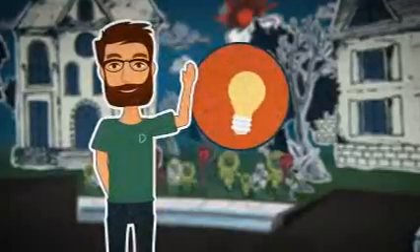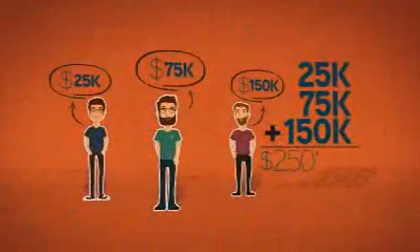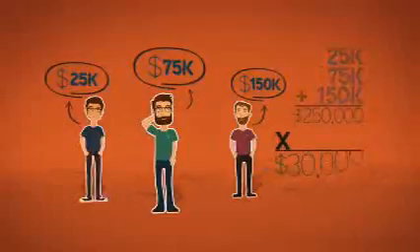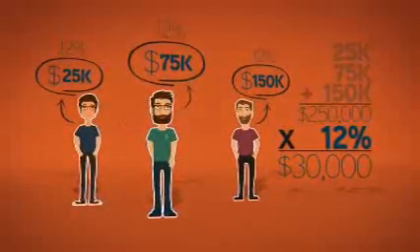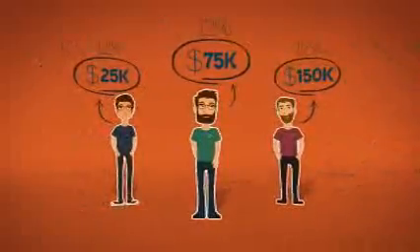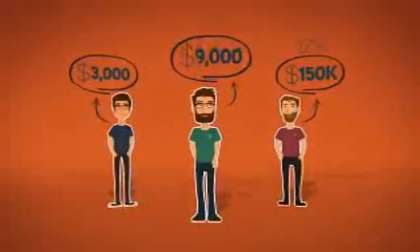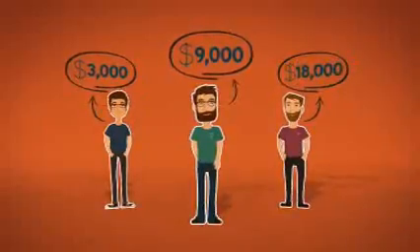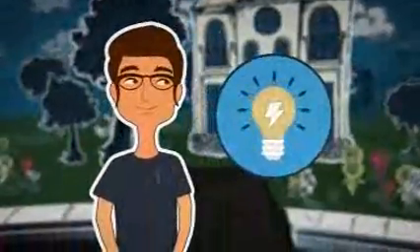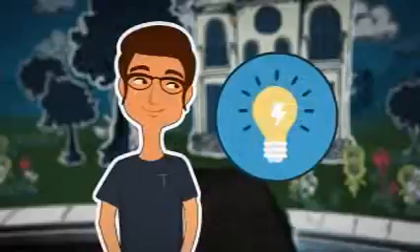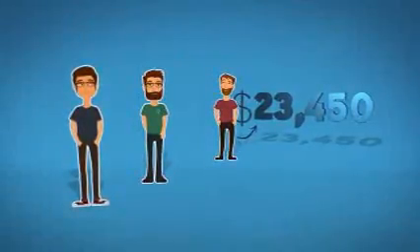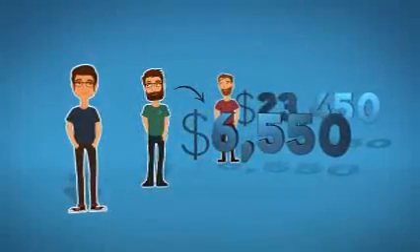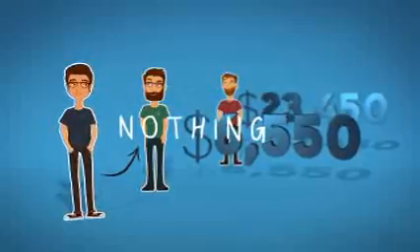"I've got an idea," Dick said. "Our combined income is $250,000, and $30,000 is 12% of that amount. Why don't we each pay that percentage of our income? Under that formula, Tom would pay $3,000, I would pay $9,000, and Harry would pay $18,000." "I have a much better idea," said Tom, "and one that's fairer than what you're proposing." Dick and Harry turned to Tom. "Harry should pay $23,450. Dick, you should pay $6,550. And I will pay nothing."